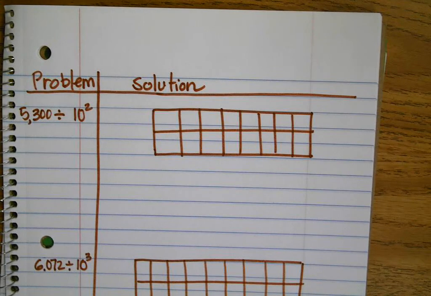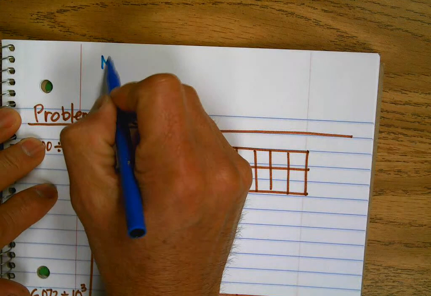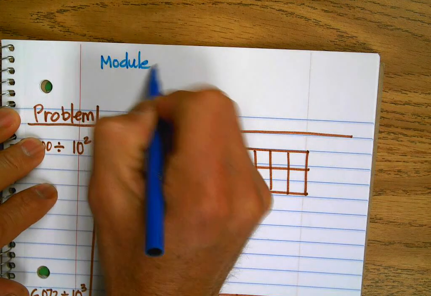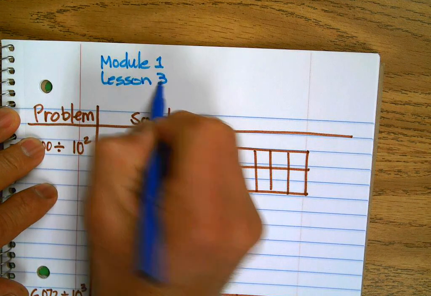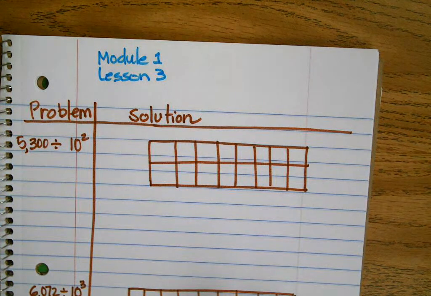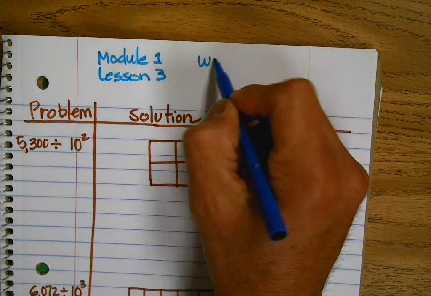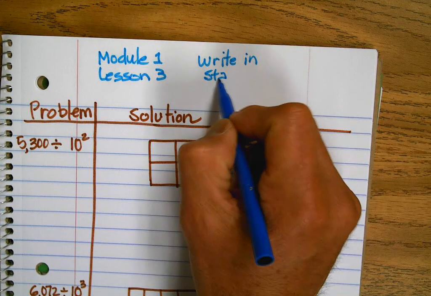Studio G2. We are broadcasting, and today we are going to look at Module 1, Lesson 3. What we have to do is divide these numbers to find the standard form. So we're going to write the answers right in standard form.